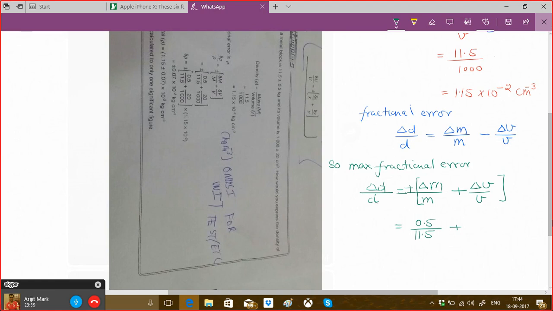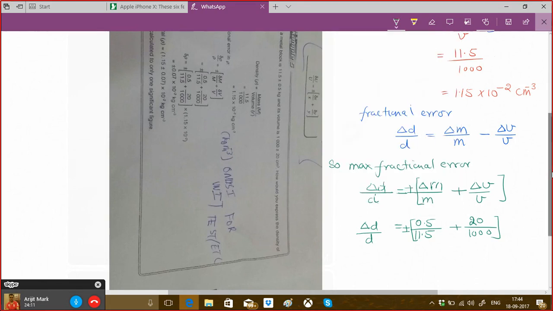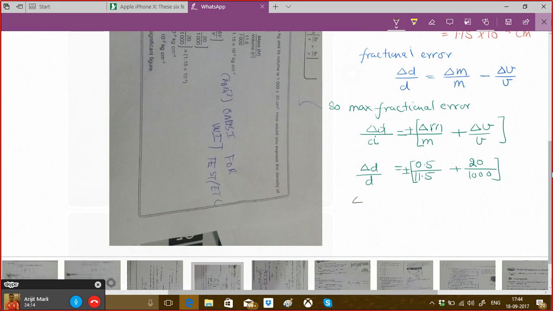Plus del v, which is 20 upon 1000. And then plus minus, it will be, equals del d over d. Clear? Yes, this is clear. Good. Next step.